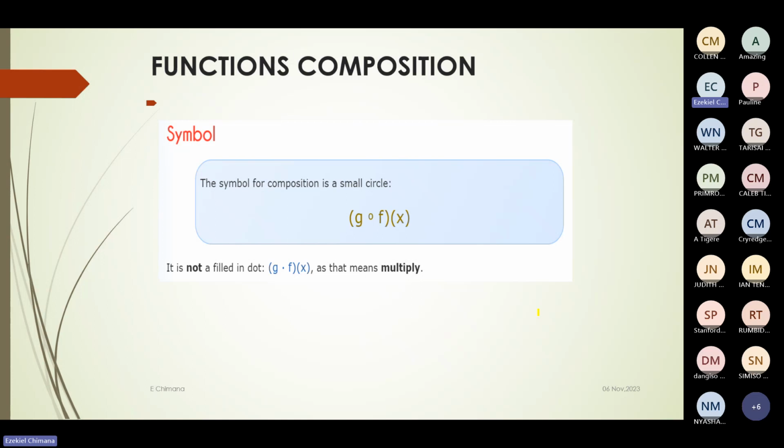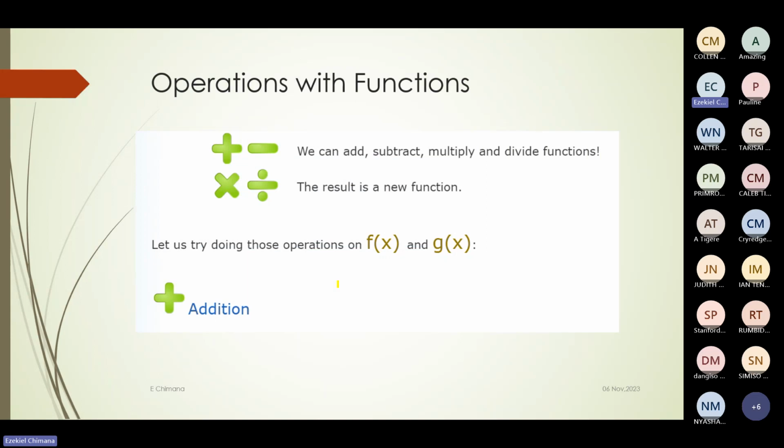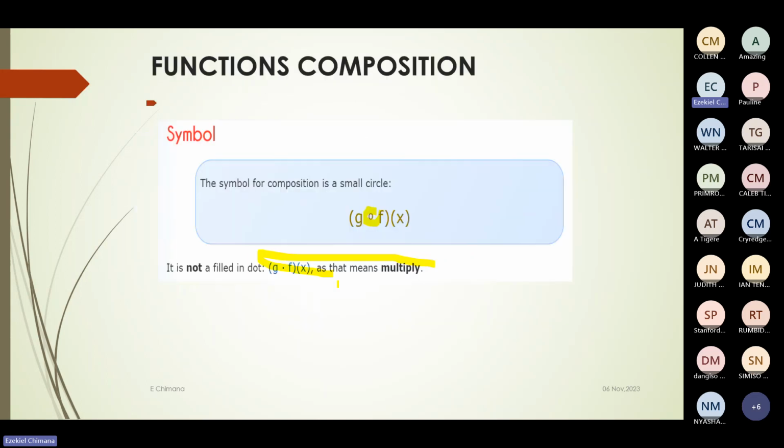Here I was trying to emphasize that the symbol for function composition is a small circle. It is not a filled-in dot like this one. This one is for multiplication. Whenever you get these dots, just multiply those two, the g of x and the f of x. So before the set operations, maybe I would want to give an example here.